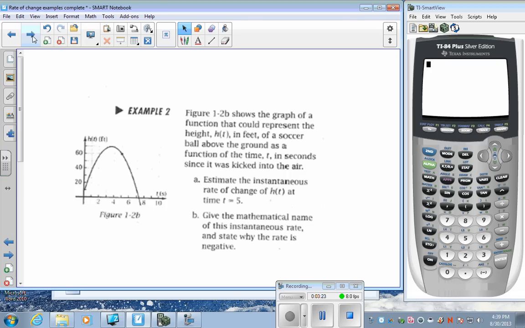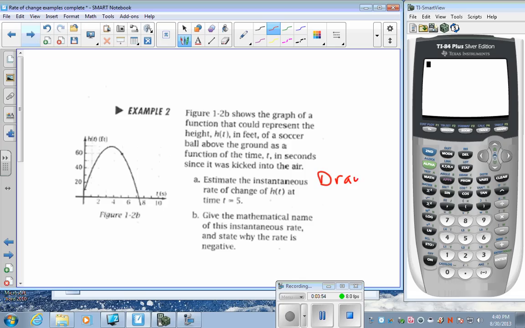So part A, we're going to estimate the instantaneous rate of change of h at time t equals 5. At this point, if you have a ruler or a straight edge, you will want to get it. If you don't, I recommend you pause the video and find yourself a ruler, or use your calculator cover if you can. My line is not going to be straight, so I apologize. What we're going to do is start by drawing a tangent line. So I'm going to go ahead and write that next to part A.